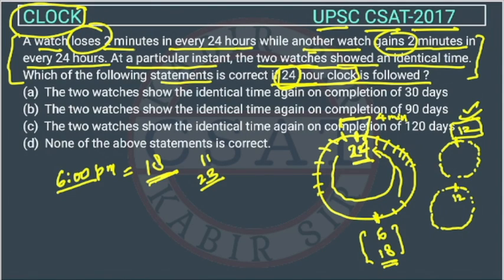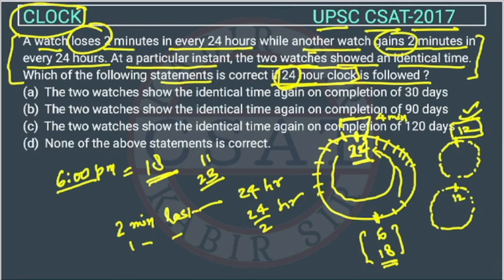So now in 2 minutes, like the first watch we are talking about, because both will take the same time, right. So we will calculate just for the one. This will gain 2 minutes, or the first watch will lose 2 minutes, losing in 24 hours, right. So in 1 minute it will lose in how many hours? 24 by 2 hours, right. But we have to cover this 12 hours, right.